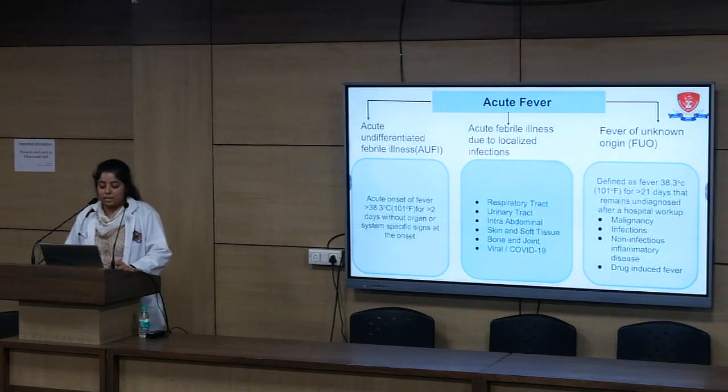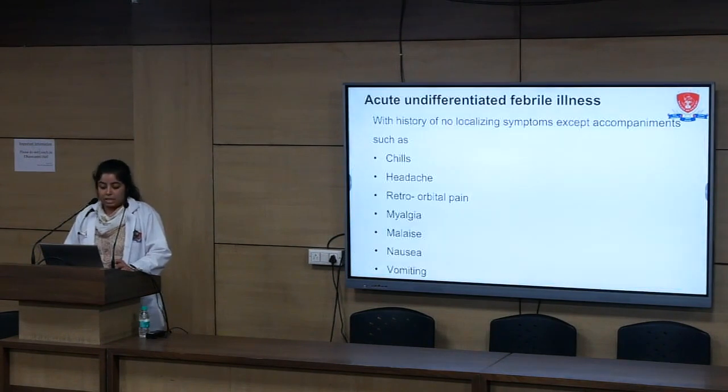The acute febrile illness due to localized infections can be due to respiratory tract infections, urinary tract infections, intra-abdominal infections, and fever of unknown origin is defined as the fever of more than 101 degrees Fahrenheit for more than 21 days that remains undiagnosed even after a hospital workup. Coming to acute undifferentiated febrile illness, it has history of no localizing symptoms except accompaniments such as chills, headaches, retroorbital pain, myalgia, malaise, nausea, vomiting. Anybody would like to think about the DDs of such a patient?